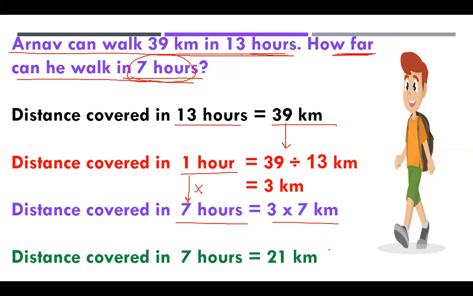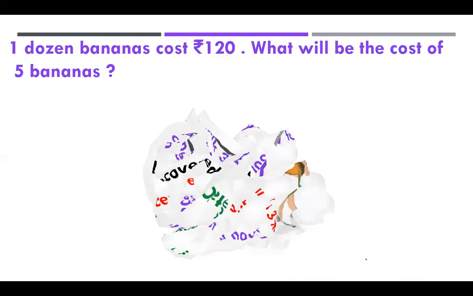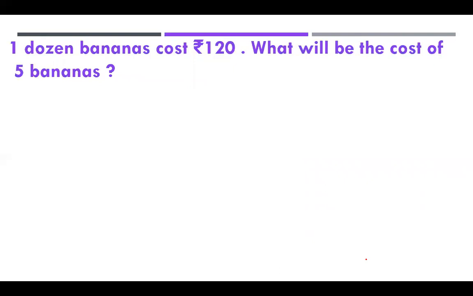Right? This was all about the distance covered by Arnav in 7 hours is 21 kilometers. It means that he is covering 21 kilometers distance in 7 hours. So let's have a look at the next question.